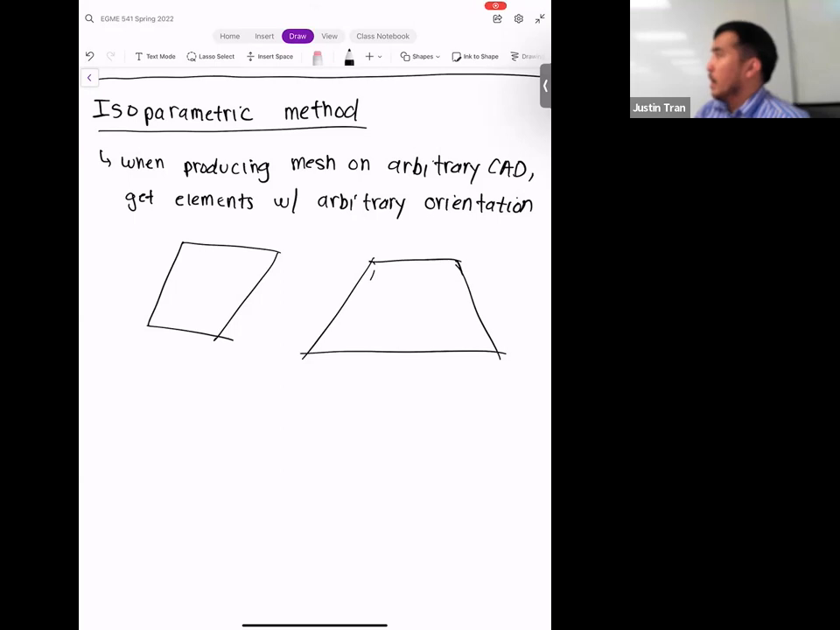The point is you're going to end up with elements of lots of different orientations. And eventually, in order to solve the finite element problem, you need to compute your element stiffness matrices and your element forcing vectors on these elements.